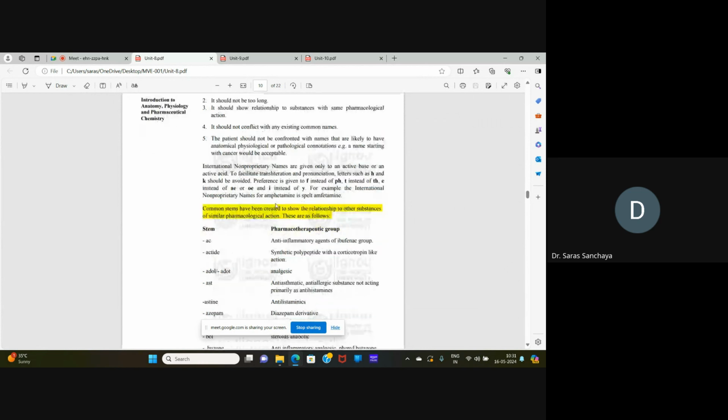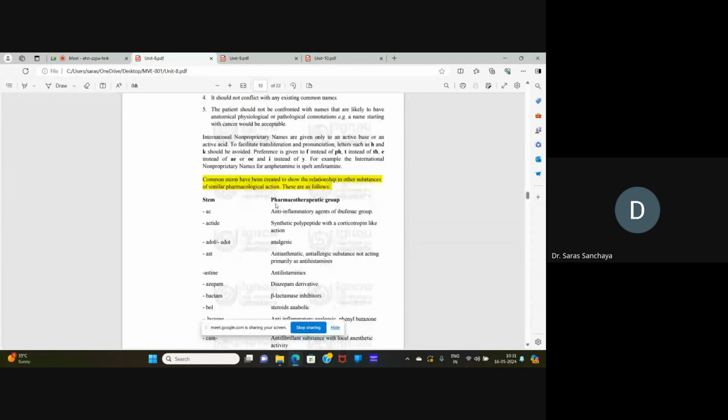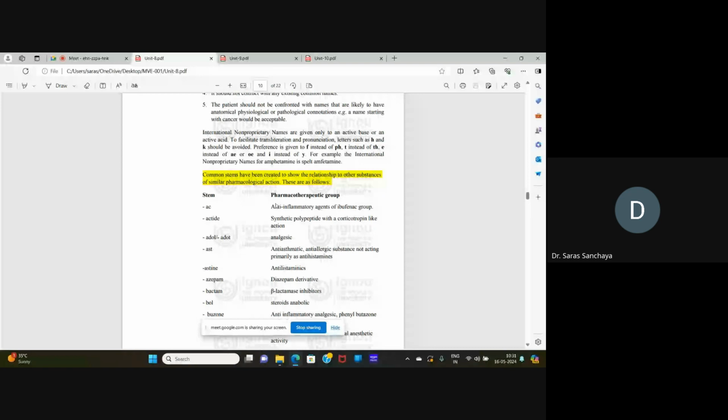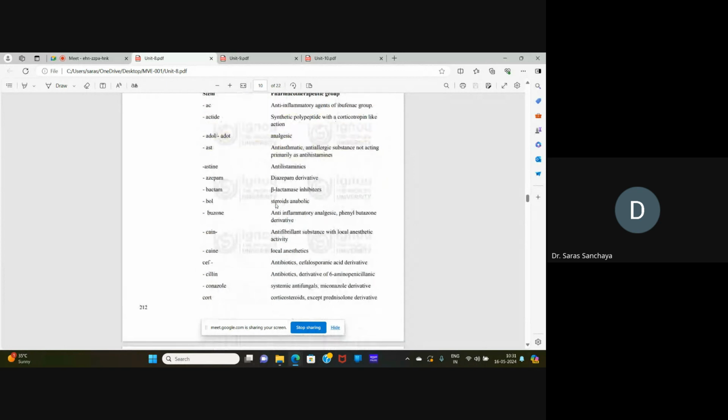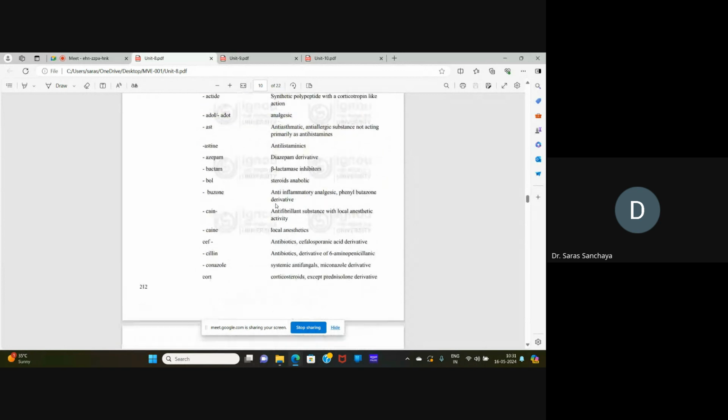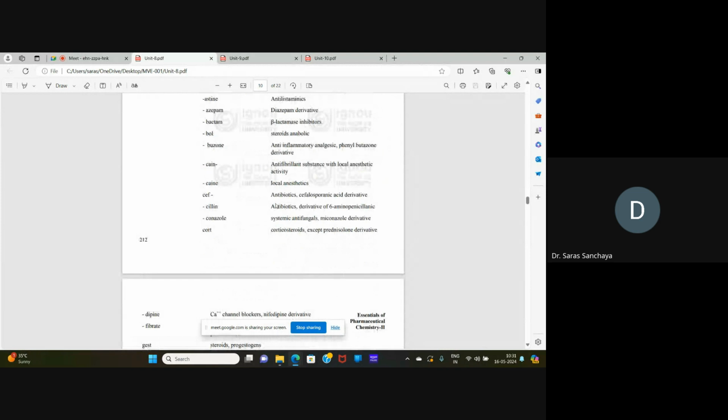No. Common stems have been created to show the relationship to other substances of similar pharmacological actions. These are like AC. If any drug has AC in its suffix, it is anti-inflammatory, such as ibufenac group. Actide, synthetic polypeptide with a corticotropin-like action. And similarly, there are various stems to show different actions in the body.